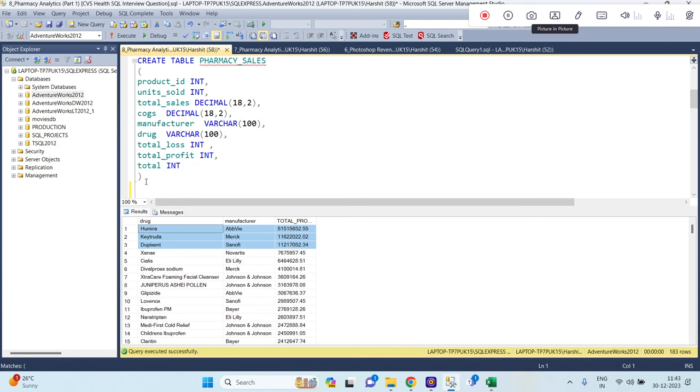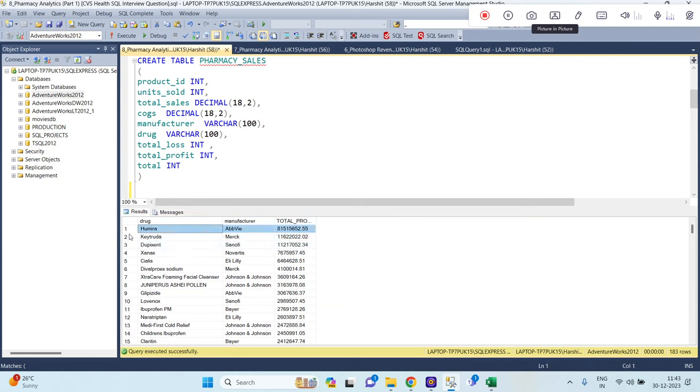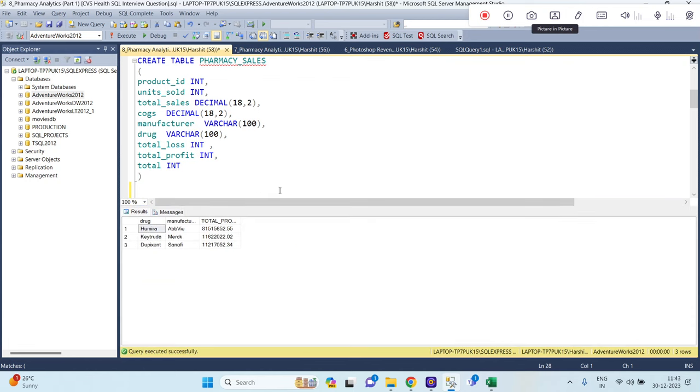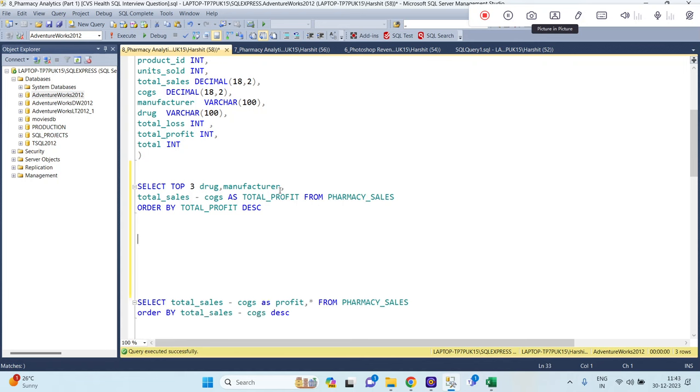Actually, if you see over here, we have already ordered the result set by the highest profit, right? So these top three only are our requirement. No other rows are our requirement, right? So if we do top three over here, can it be possible? Yeah, it is possible. And now another way we can write it. Can anyone tell me what is another query we can write for the same?